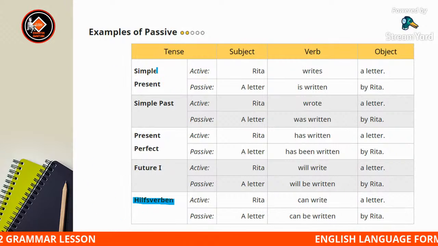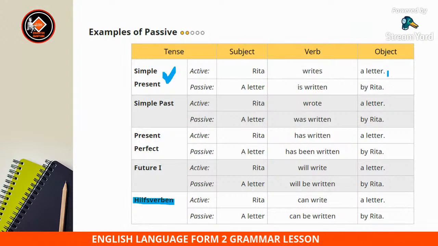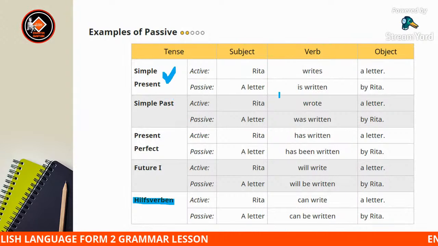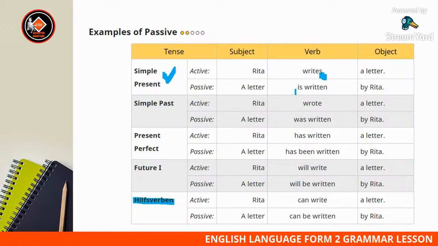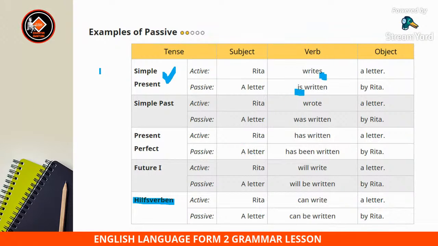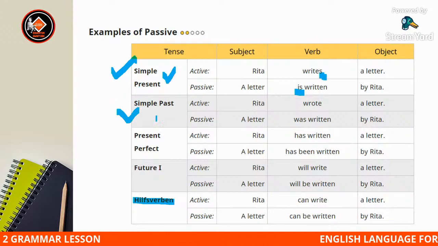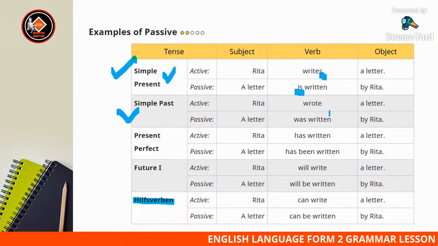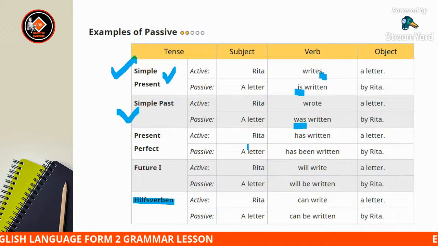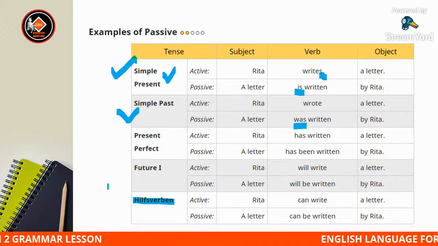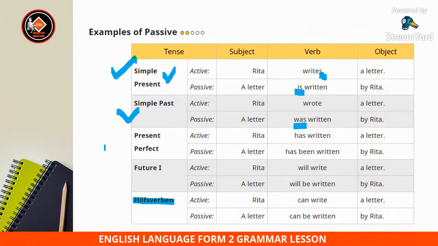Okay, simple present, what we did just now. So look at the sentence. Rita writes a letter. Active. Passive will be a letter is written by Rita, because this one is singular. So it becomes is written. This one for Form 1, Form 2, Form 3, you need to learn. Simple present. Look at simple past. Active, Rita wrote a letter. So passive will be a letter was written by Rita. That is simple past. So these two are compulsory for you to know, Form 1, Form 2, and Form 3.